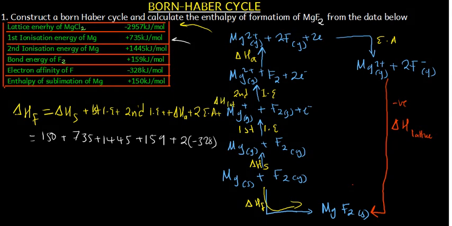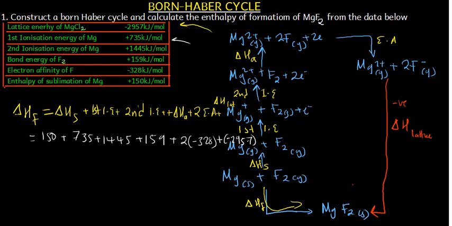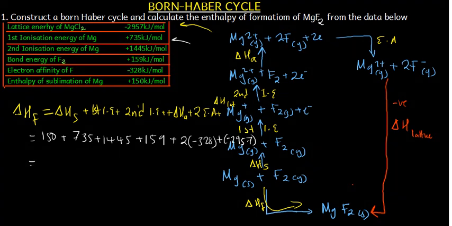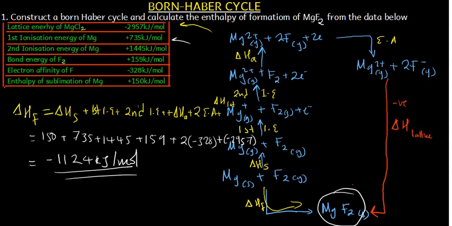So let's go on and add at this point. So we are saying plus the lattice energy is negative 2957. Okay, now if we sum them up, that is supposed to give us negative 1124 kilojoules per mole. So it is kilojoules per mole because what we are forming is 1 mole of magnesium fluoride.